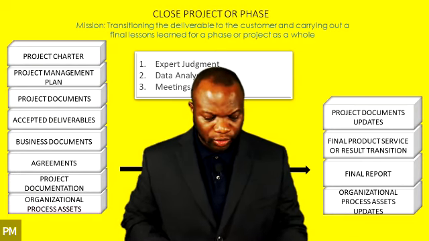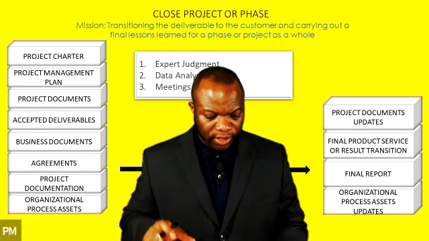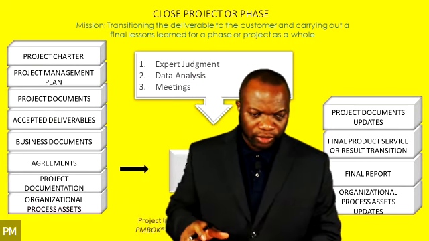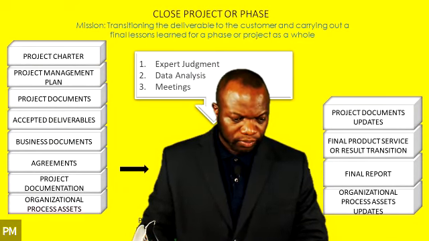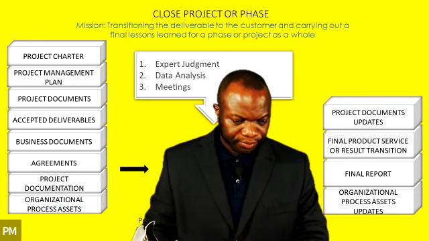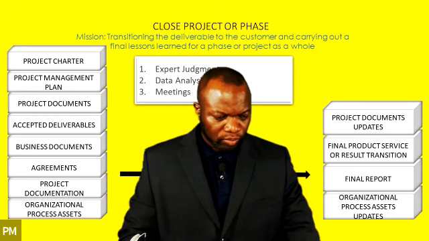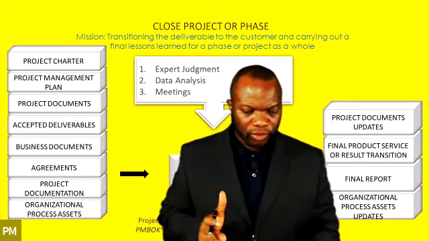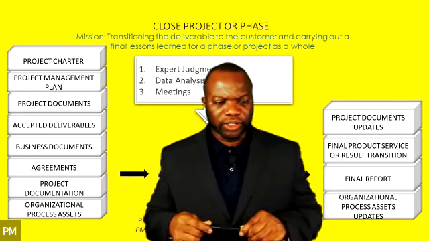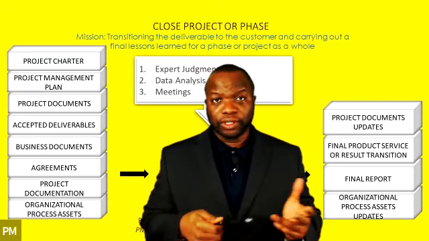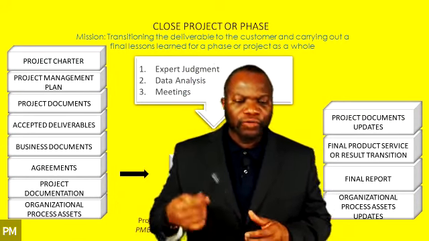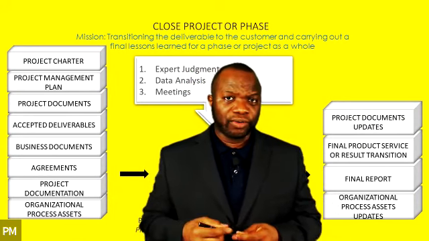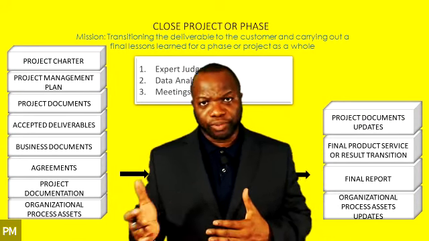Let's move on to the final process in integration. It's called close project or phase. CPOP. So what exactly are we doing in close project or phase? It says transitioning the deliverable to the customer and carrying out a final lessons learned for a phase or the project as a whole. So you could be closing out a project or a phase in this process.